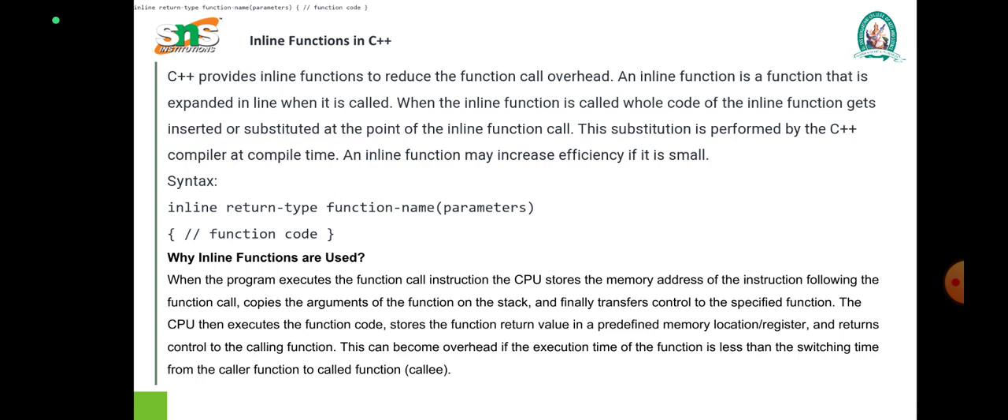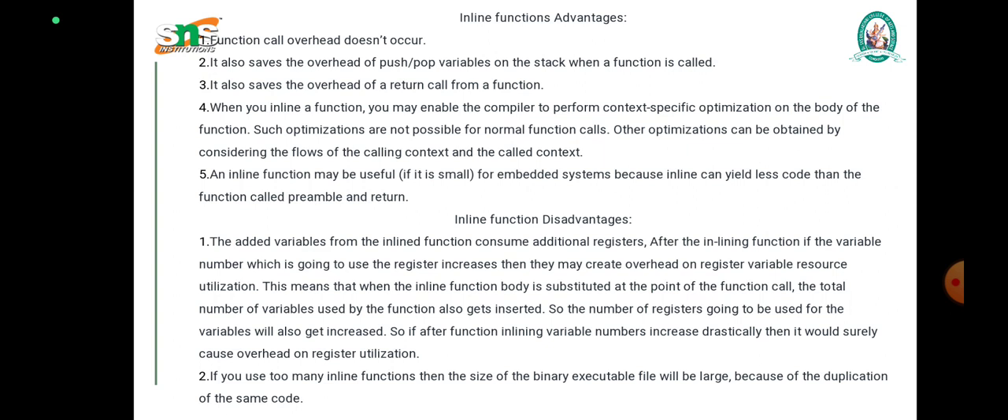This can become overhead in the execution time of the function, and it is more than the switching time from the caller function to the called function. So with an inline function, function call overhead does not occur. What are the main advantages of an inline function? Function call overhead does not occur. It also saves the overhead of push and pop of variables on the stack when a function is called. It also saves the overhead of the return call from a function.